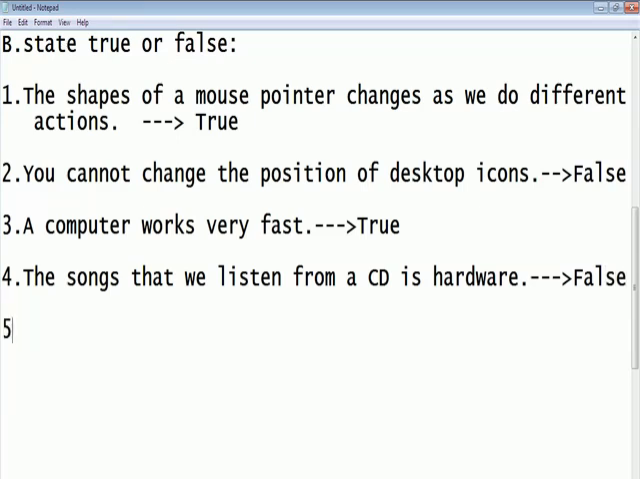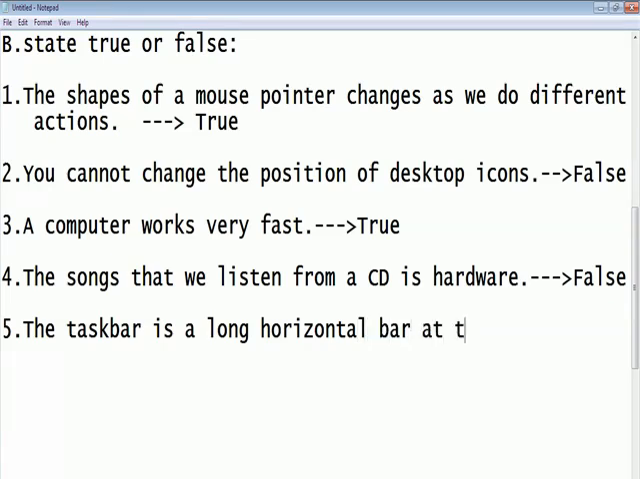Now come to the fifth question. The taskbar is a long horizontal bar at the top of the desktop. So this question answer is false.